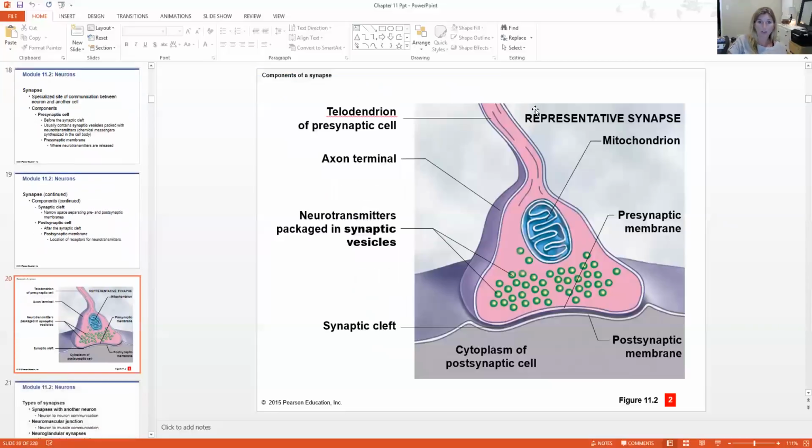Here you see where all the magic happens, the axon, axon terminal. Axon terminal generally has some mitochondria there for the active transport or exocytosis of these vesicles, which contain some type of neurotransmitter like acetylcholine, epinephrine, norepinephrine. The synaptic cleft is just that little gap between pre- and postsynaptic cells. And then our postsynaptic membrane, which will have specialized receptors for those neurotransmitters.